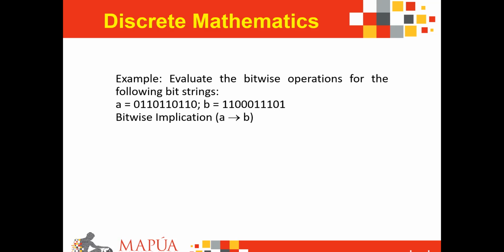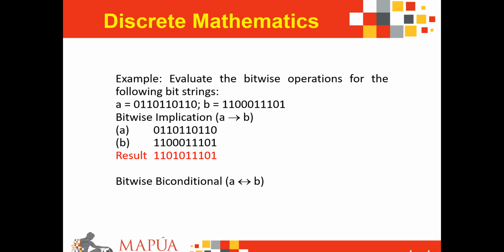You could also do bitwise implication. That is, in this given expression, your A happens to be your hypothesis, and your B represents your corresponding conclusion. Therefore, with bit strings A and B, your bitwise implication would eventually have this corresponding result. Likewise, you could also do a bitwise biconditional for the following bit strings, which should eventually end up with a bitwise biconditional result equal to this bit string.